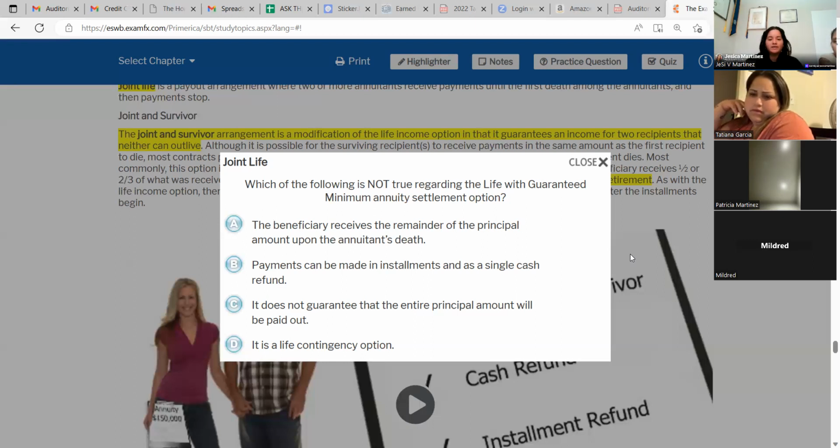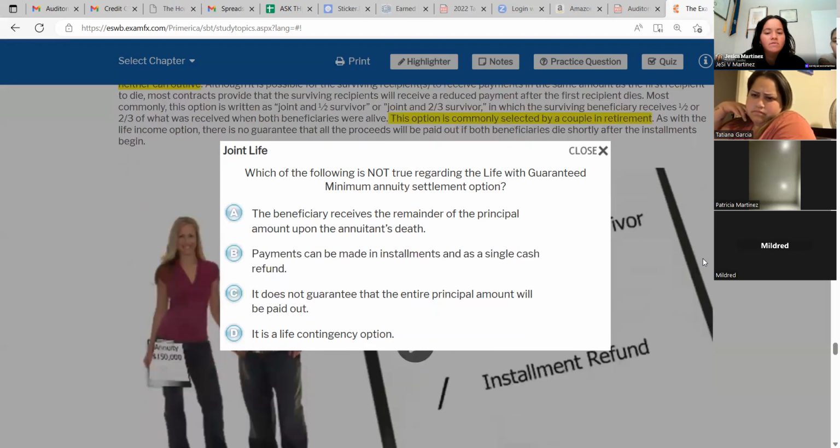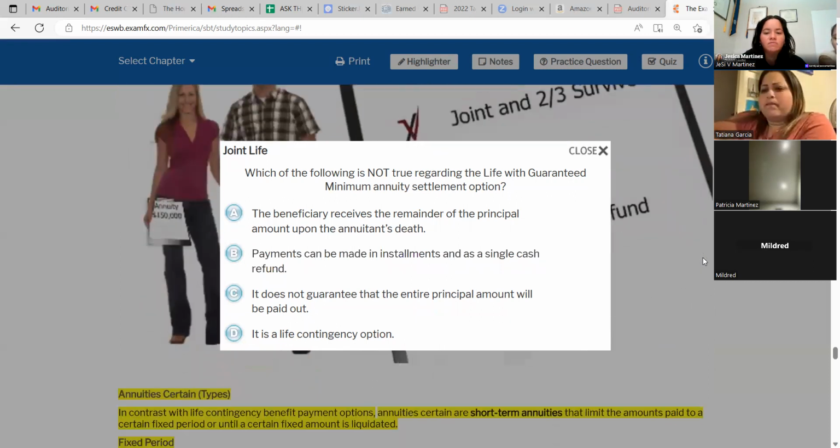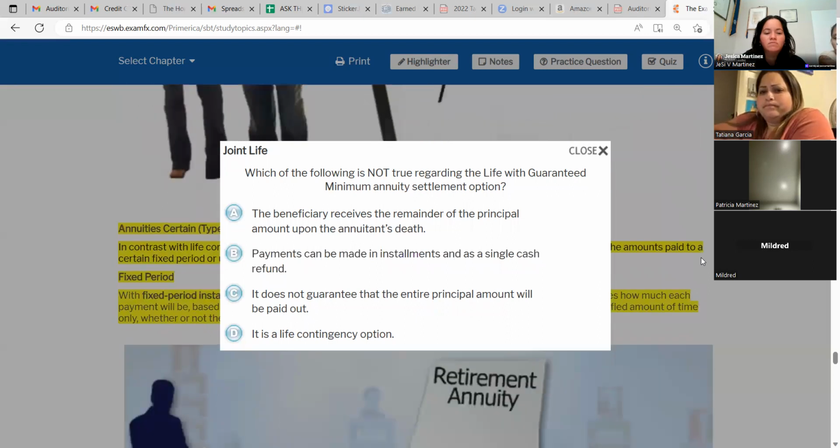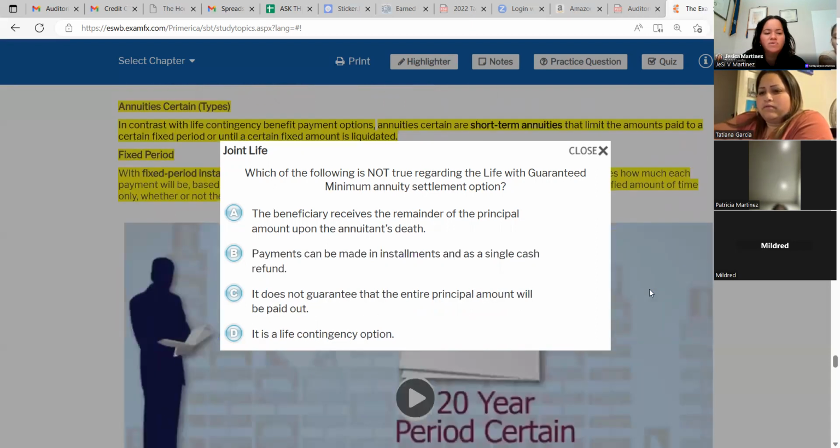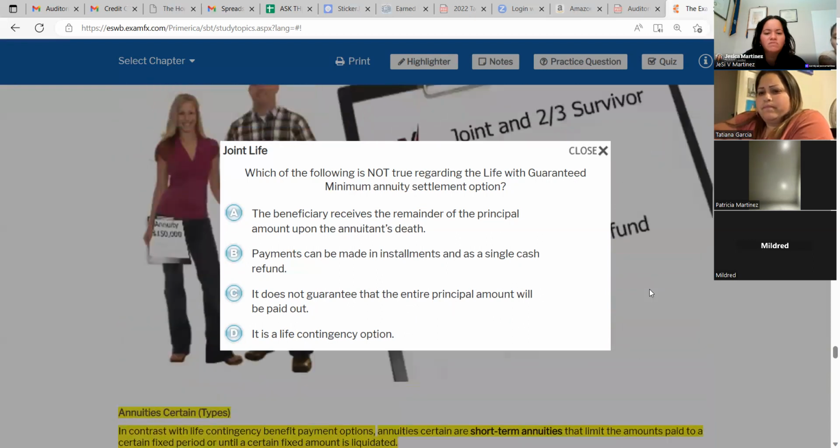Which one do you guys think? I think C. Correct, it's not true, so we're looking for the wrong answer. Just so, cash refund, installment, payments, life contingency. I'm looking at that one too.